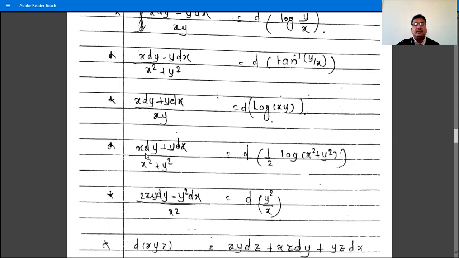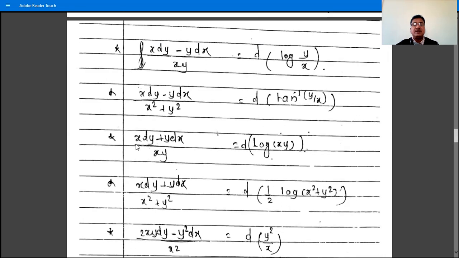So if there is a factor of the type 2x dx plus 2y dy, then use the rule f dash x divided by f x. So the result is log of the denominator, 1/2 log of the denominator. But if the numerator factor is x dx plus y dy, here is the correction, that's right, x dx plus y dy, then it is the derivative of 1/2 log of x square plus y square.